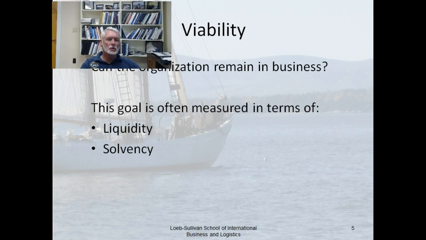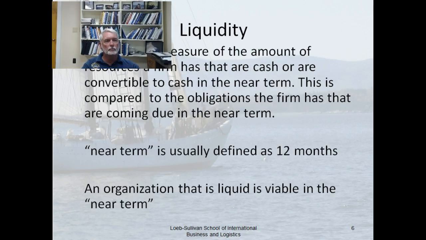Liquidity measures short-term viability, and solvency measures long-term viability. And in accounting and finance, short-term is 1 year or less by definition. That's called current or short-term, and long-term is more than 1 year. So we always use that 1 year cutoff in accounting and finance between short-term and long-term.